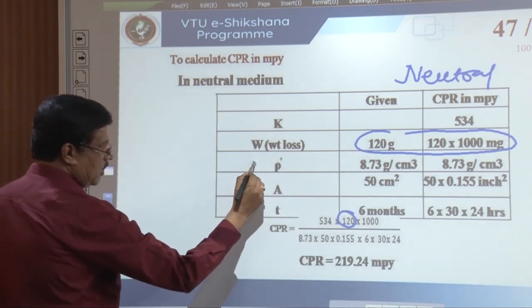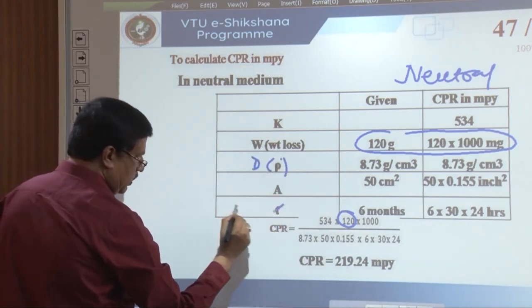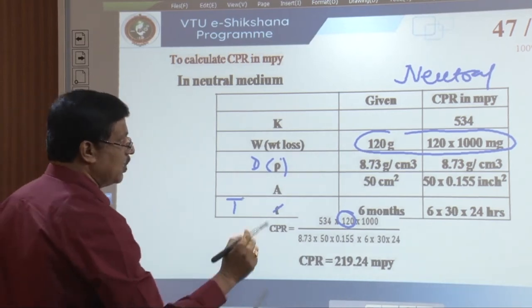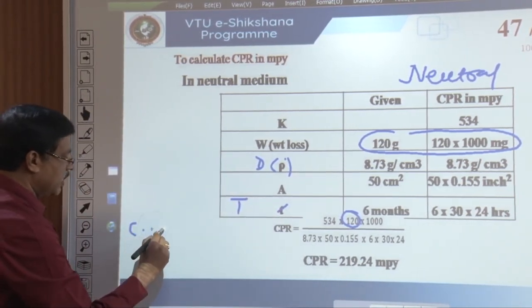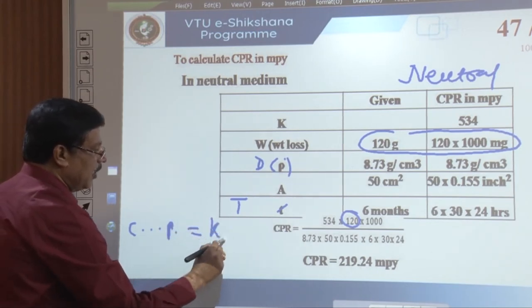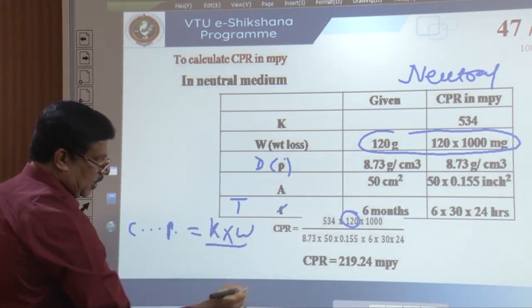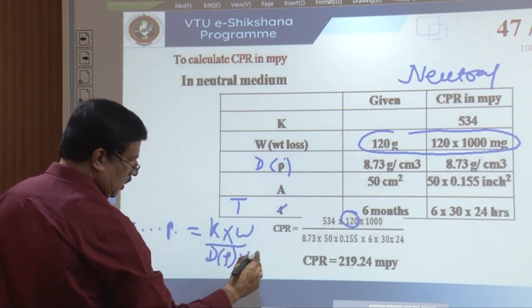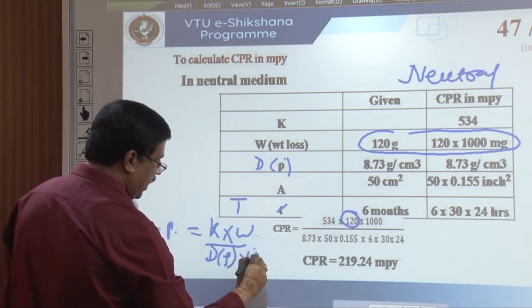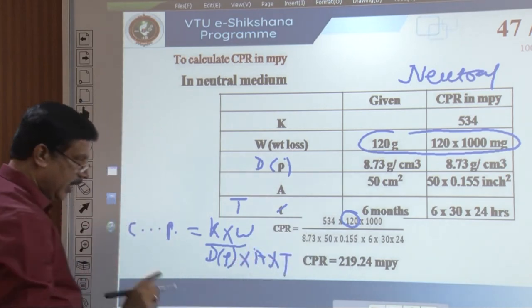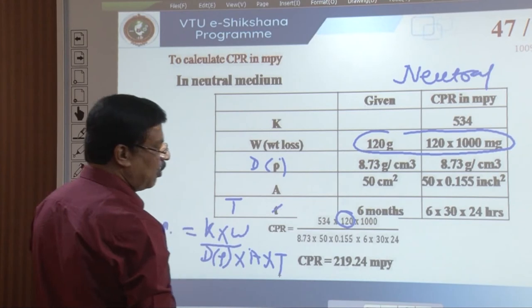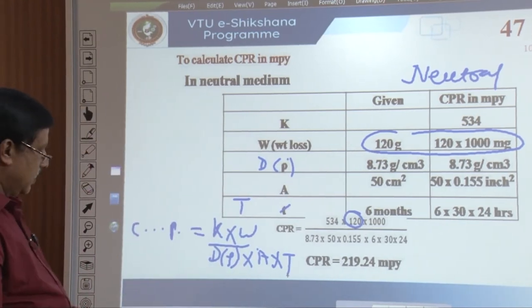And already I told you about this D of rho, and this is not small t, this is capital T. Kindly excuse that. Corrosion penetration rate, even if you are going to do it each and every time, is equal to K into W divided by density D of rho, A and T. If you write that, you will get a mark for that. Then substitute, and you will get about 219.24 mils per year.